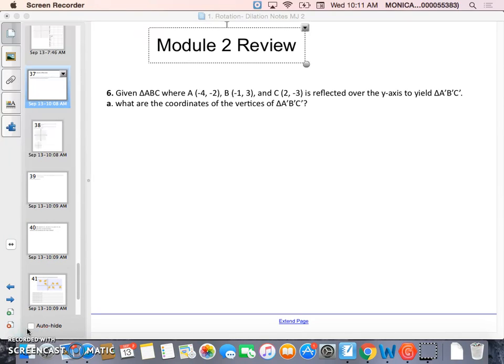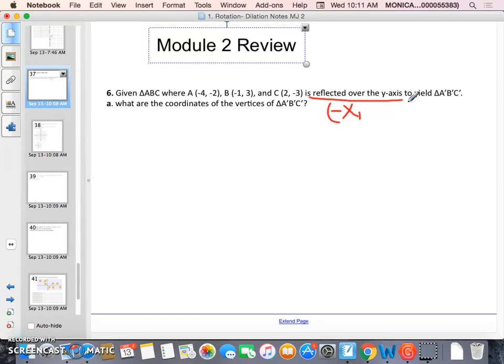It says, given triangle ABC, these are the coordinates. We're going to reflect it over the y-axis to yield the new coordinates of ABC. Well, the first thing I need to know is what is the rule when I reflect over the y-axis? I know that the y is going to stay the same and the x is going to change. You can use the grid paper at the bottom and actually draw the picture if you want to, but I'm just going to apply the rule.